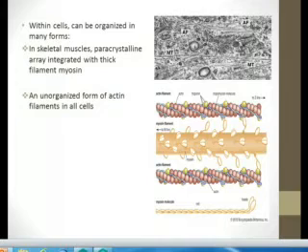Now within the cell, they may be organized in different forms. In different cells, they may be present in different types and give a different appearance. For the most part, they are present in the skeletal muscles along with the thick filament. This is the myosin filament, the thick filament, about 15 nanometers in size, and this smaller one is the actin filament, with the actin filaments spirally twisting.